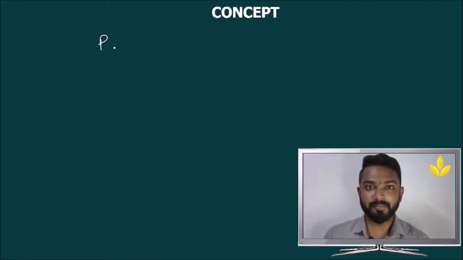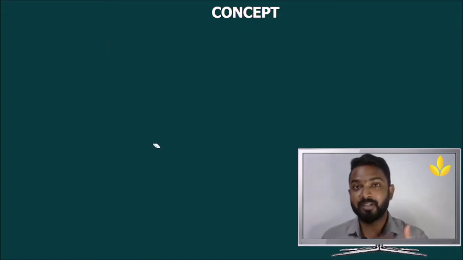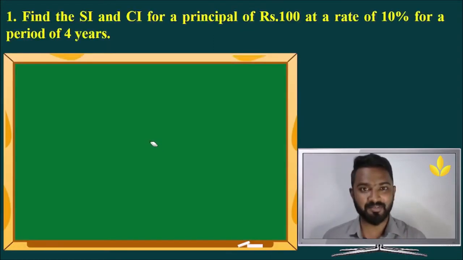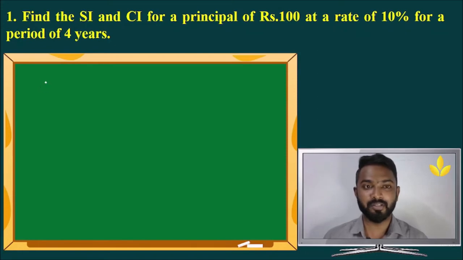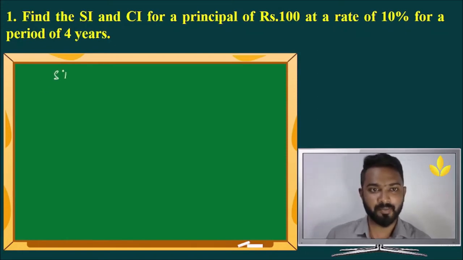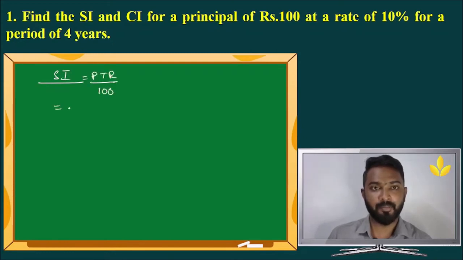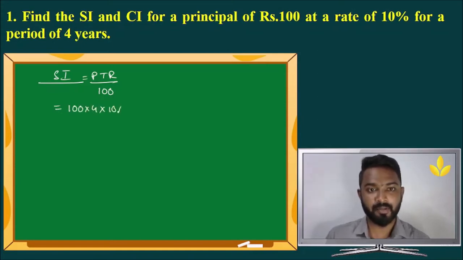For example, we can actually start the examples with the question itself. Find the simple interest and compound interest for a principal of 100 rupees at the rate of 10% for a period of 4 years. Let's first start with simple interest. Simple interest we all know is PTR by 100. P is 100, time is 4 years, rate is 10%, that is 10 by 100. That is equal to 40. This is the simple interest.